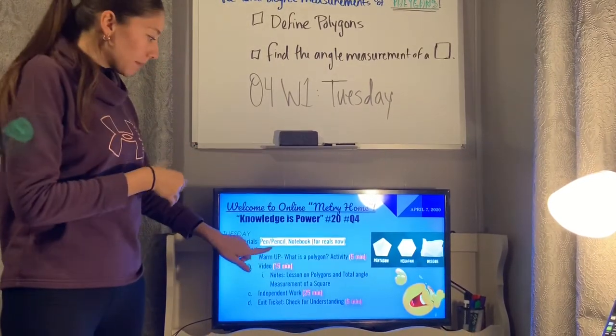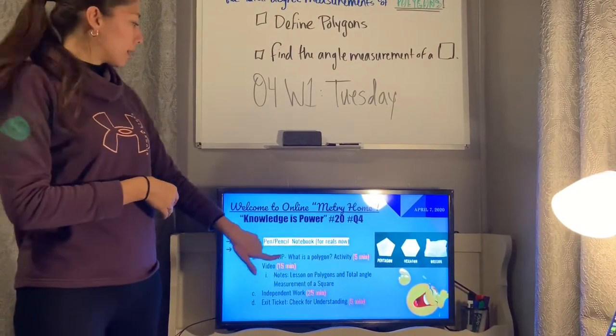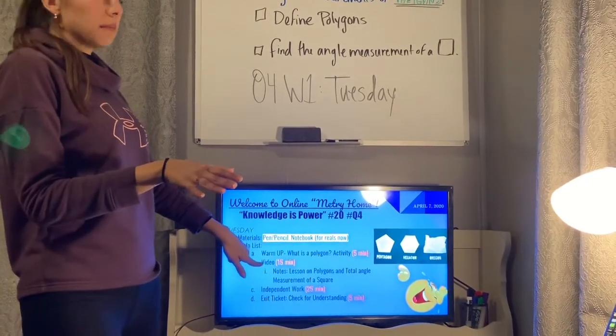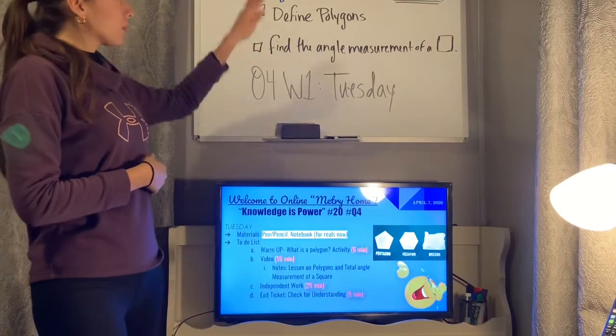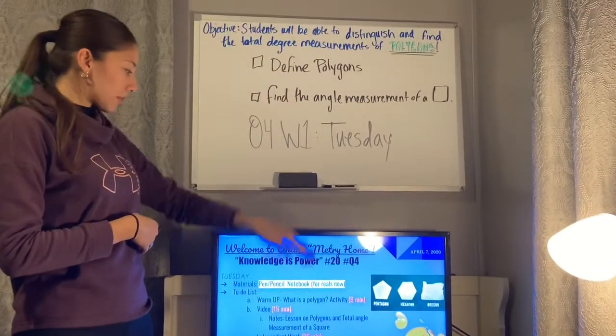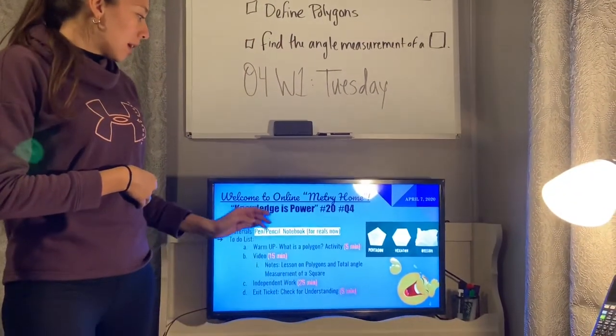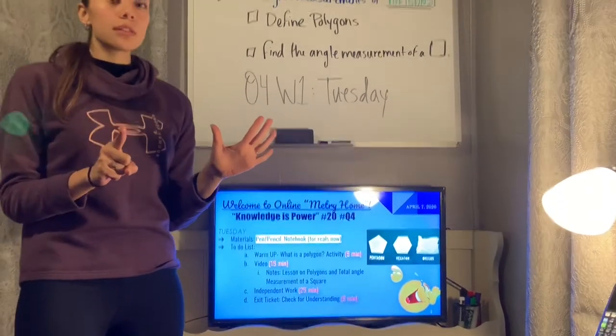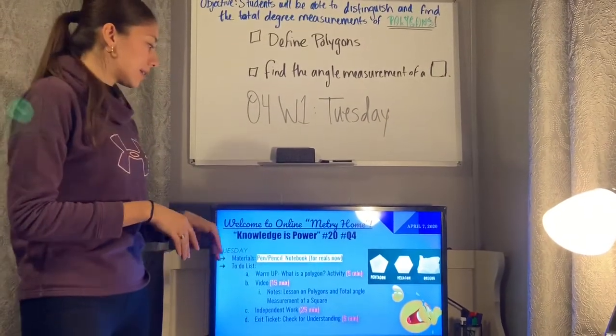Again, your warm-up should have been done already. The video should take no longer than 15 minutes. We're going to go over polygons and then angle measurements of a square. Independent work is only 25 minutes. You only have 6 questions. And then lastly, your exit ticket.